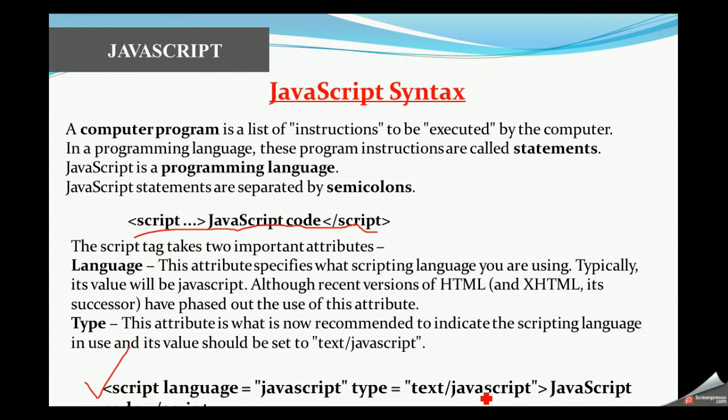Now what I am saying is, in the latest version of HTML, it's not compulsory to write your language. The language attribute is not compulsory. We will be seeing in the upcoming programs that this attribute is not compulsory. So to write JavaScript, the JavaScript code must be placed inside the script tag, with two attributes, one is language and one is type.